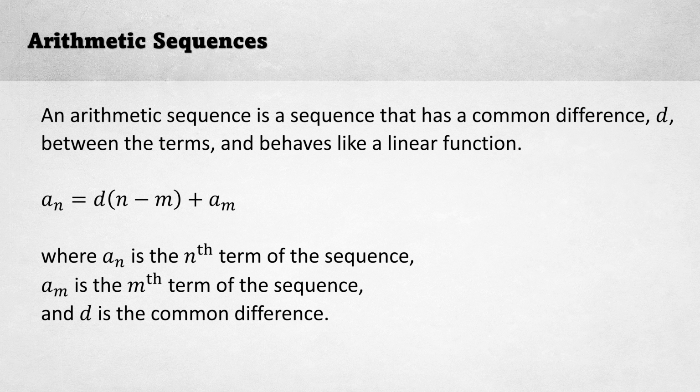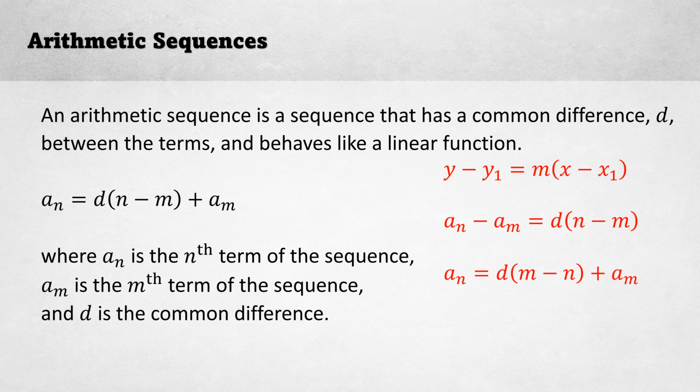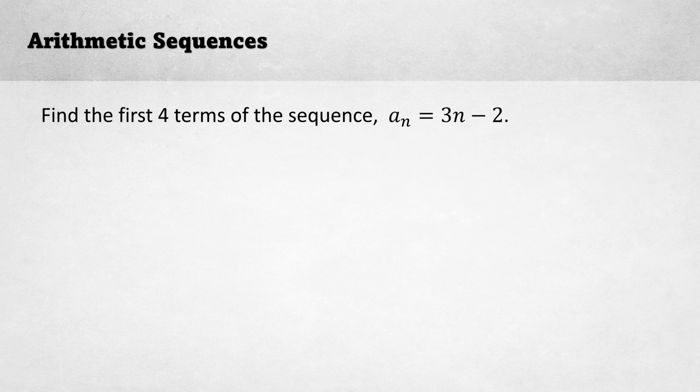Note that the formula of the arithmetic sequence is very similar to the point-slope formula of a line, where a sub n is like y, a sub m is like y1, slope is like d, n is like x, and m is like x1. If we add a sub m to both sides, we get the formula for the arithmetic sequence.